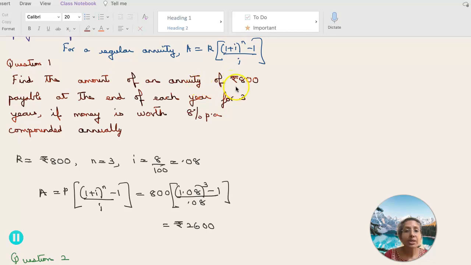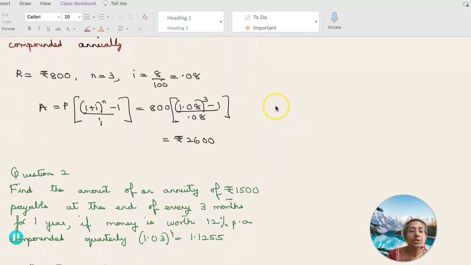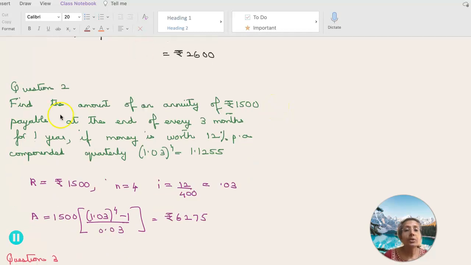So the payment is 800 and n is 3, rate is 8, so 8 by 100 is 0.08. So for an annuity, the amount is R into (1 plus i) whole raised to n minus 1 by i. Substitute, you will get it as 2600. Question 2. Find the amount of an annuity of rupees 1500 payable at the end of every 3 months for 1 year if money is worth 12% per annum compounded quarterly.